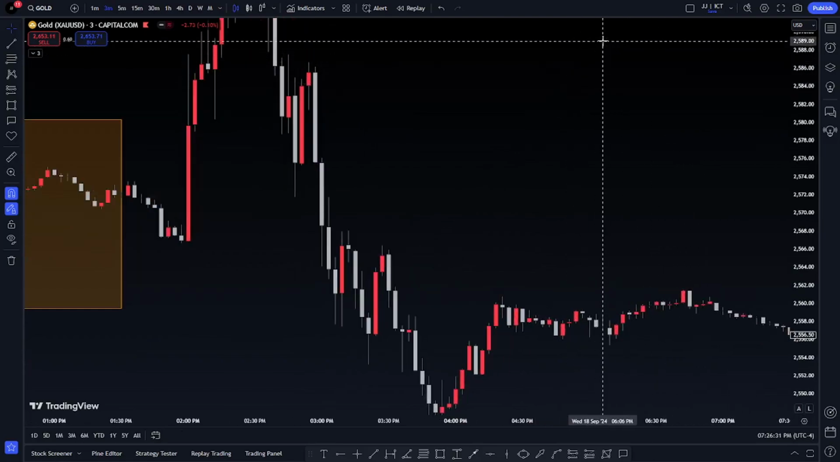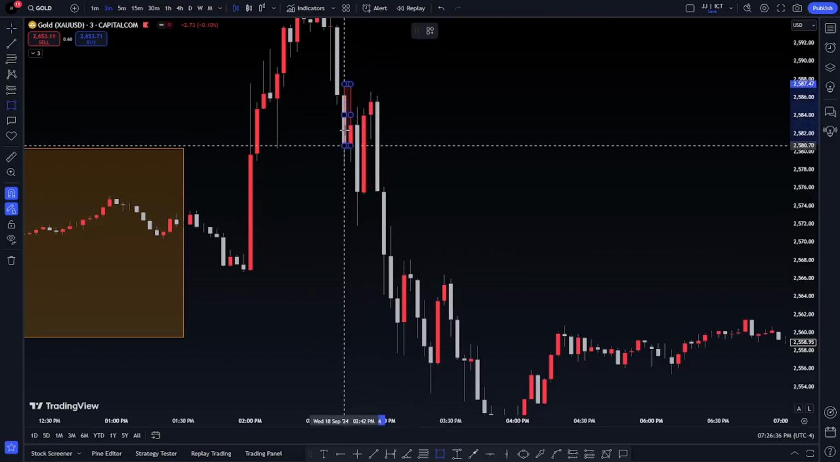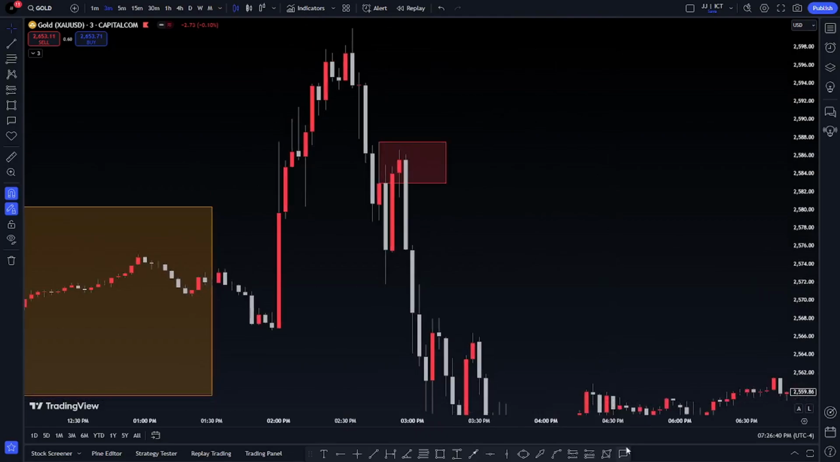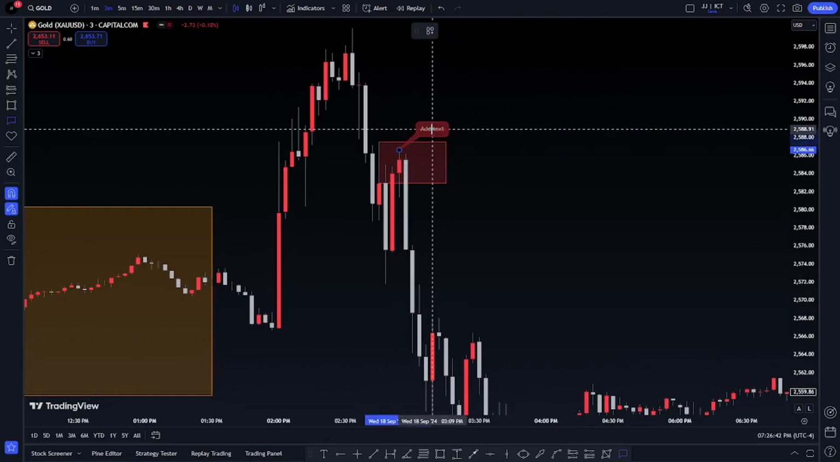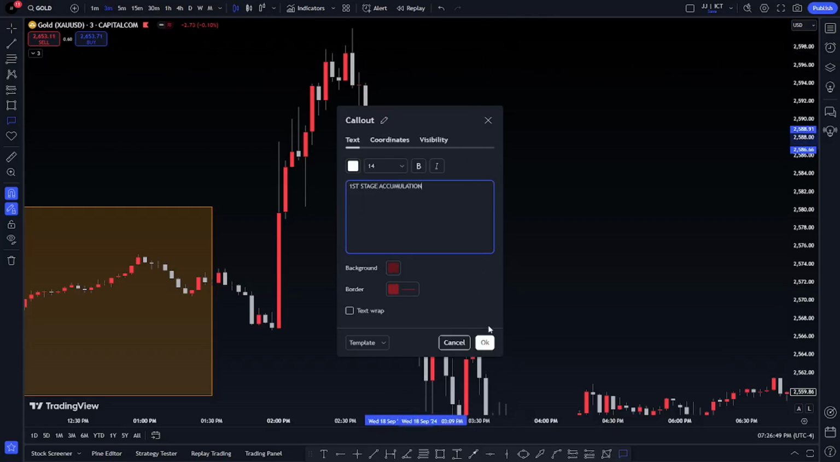Anyways, looking back here again, that's our first stage of accumulation right here. Let's mark it out just to keep everything in your head going. Right there's your rejection block. So this would be what? This would be your first stage accumulation. Okay, right there.